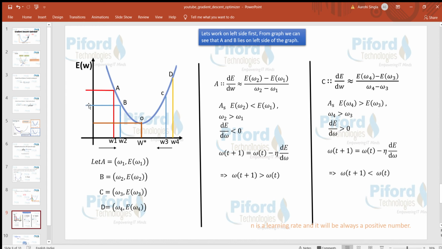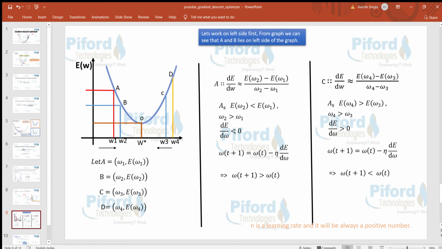So we can see here that error of W2 is smaller than error of W1. This is what I've written here. Error of W2 is smaller than error of W1, and W2 is greater than W1. This is W2, this is W1. So in this direction numbers are increasing. So W1 is smaller than W2. That means W2 is greater than W1. So these are the two scenarios.